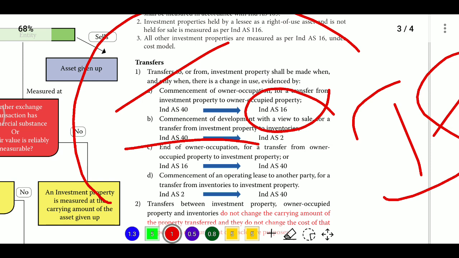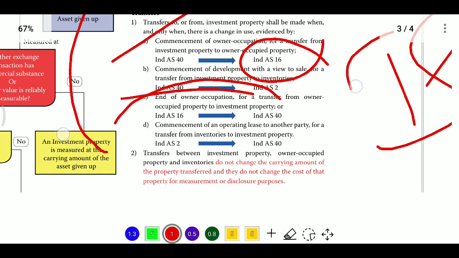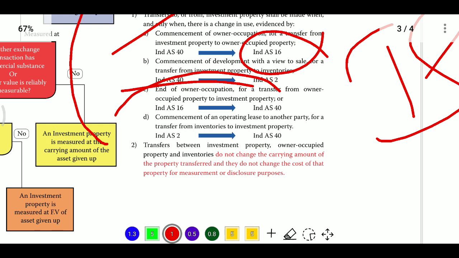End of owner's occupation is for transfer from owner occupied property. Say the owner had an agreement for 1 year; after 1 year it will become investment property, meaning it is given on rent to another person. So owner occupation has ended. Commencement of an operating lease to another party is for transfer from inventory to investment property. We have inventory that is not going out of the business, meaning the sale is not happening, and we give it on lease.